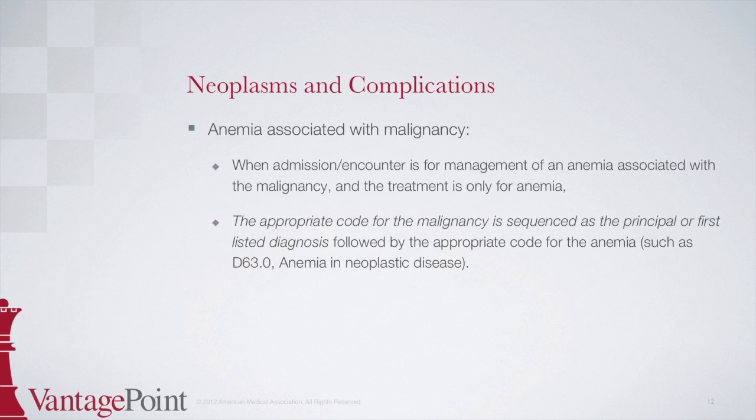The next series of slides will focus on complications associated with neoplasms. If the patient develops anemia as a result of the malignancy, and the reason for the visit is for management of the anemia, believe it or not, the guidelines state that the first code reported is for the malignancy that caused the anemia, followed by the code for the anemia, such as D63.0 for anemia in neoplastic disease.